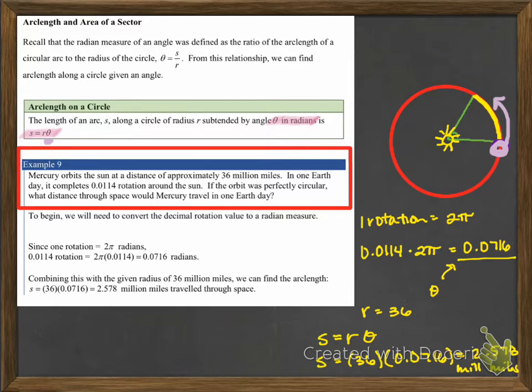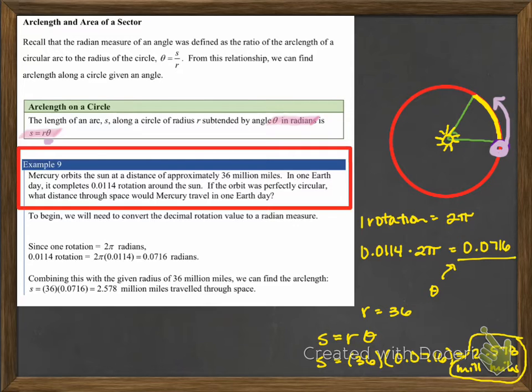It is really important, especially for these problems where we're talking about distance, to include the unit of measurement if there is one. With radians, we don't necessarily have to include it, but when we're talking about distance, I need to know what we're talking about. Are we talking about 2.57 inches, or in this case, 2.57 million miles? So just make sure with these problems you are always including the unit of measurement.